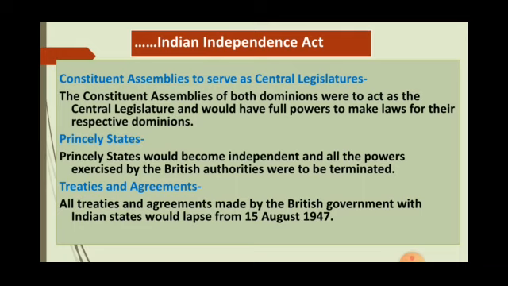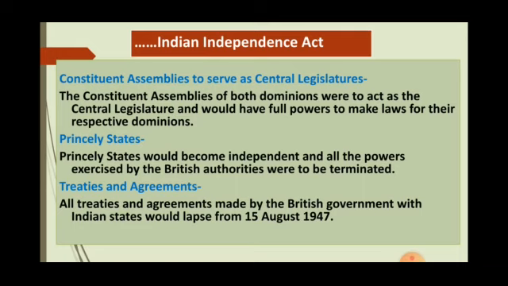The next is related to princely states. Princely states would become independent and all the powers exercised by the British authorities were to be terminated. The princely states were on good terms with the British government. There were many treaties and agreements between princely states and the British government. All will lapse, all will come to an end.